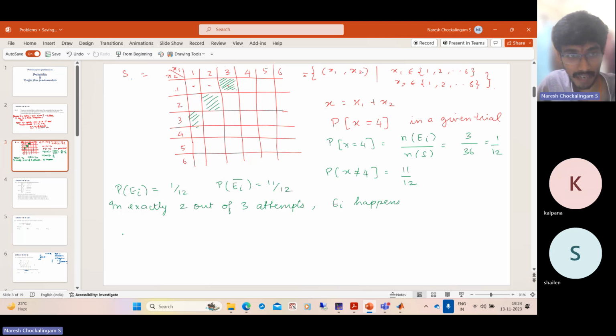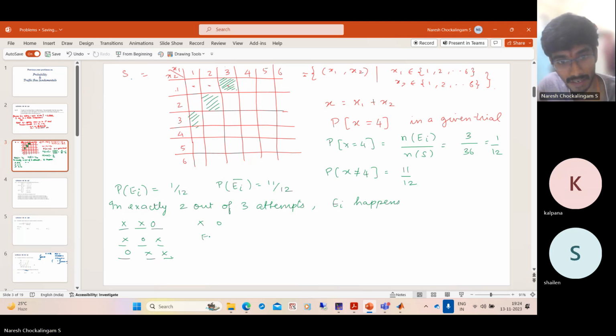So let us look at the permutations point of view. It means that we have 3 blanks. We have 2 possibilities: either E_i happens or E_i does not happen. So out of the 3 times, any 2 times E_i has to happen. Let me denote E_i happening by an X and E_i not happening by O. So what are the possible combinations? You can have X, X, O, and you can have X, O, X, and you can have O, X, X. So there are different combinations that are possible.